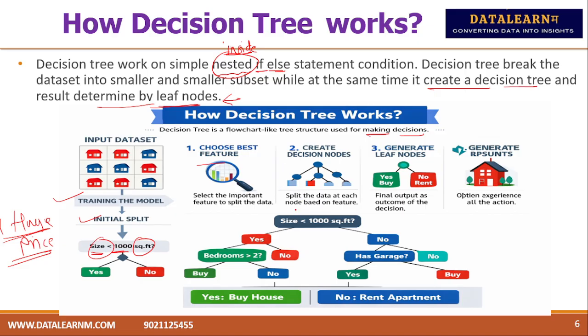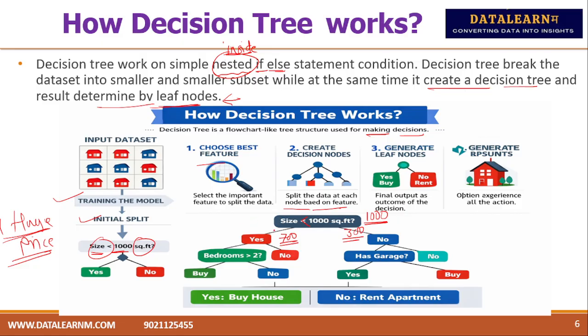Create a decision node. Split the data at each node based on the feature. Size less than 1000 square feet: yes, right? So some data will be there. Suppose 1000 records are there. It could be like 700 this side, 300 this side, right? Is it okay? Yes, sir. Till now it's fine.